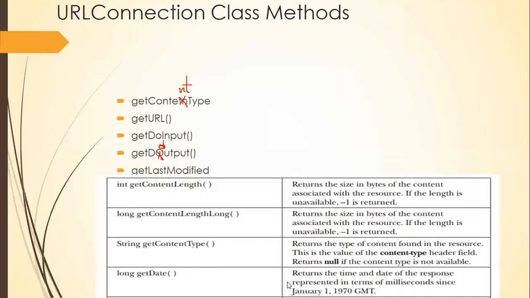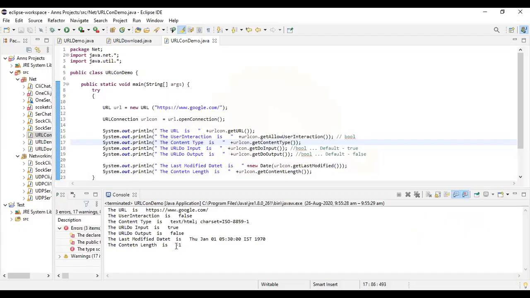Now, why you get the content length -1 is, in case in the URL they have not specified the content length. If it is unavailable, you will get -1. If it is available, you will get the correct content length. That is why in this particular Google URL you are getting minus one, simply because the content length is unavailable. We'll do one more, the encoding.